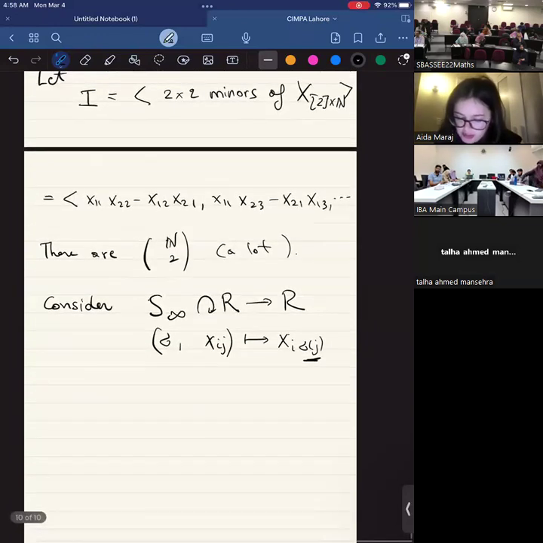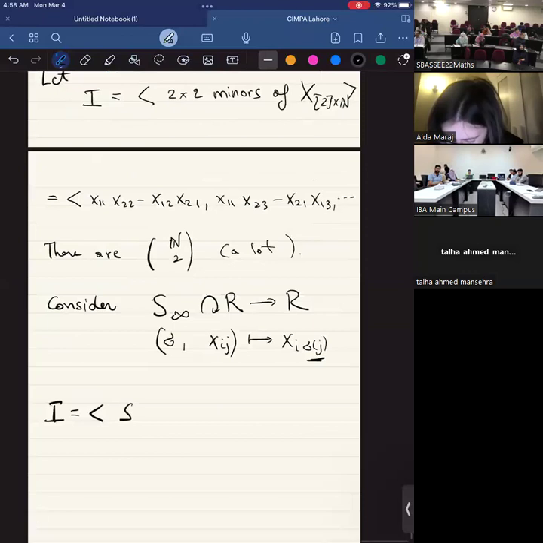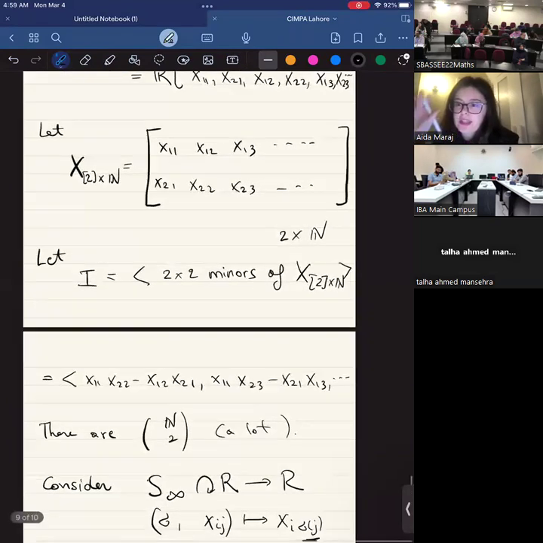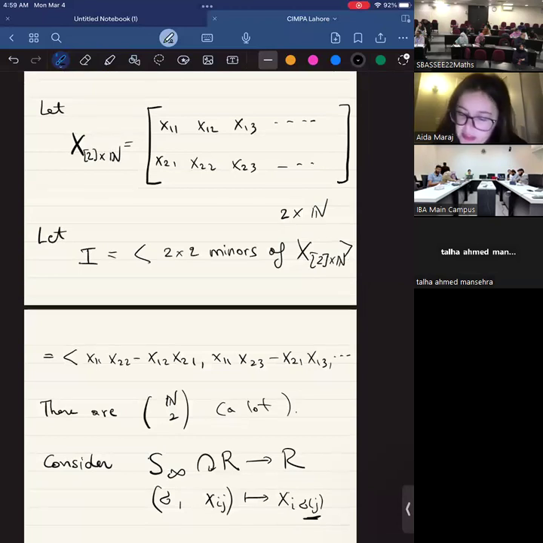And with this convention, we have that the ideal I is just generated by S infinity of x11 x22 minus x12 x21. Or I can even write it as S infinity of I2, where I2 is just the ideal of the first 2 by 2 minors, when I only consider this part. So what this is saying is that in order to know that ideal, I just need to know this smaller part.